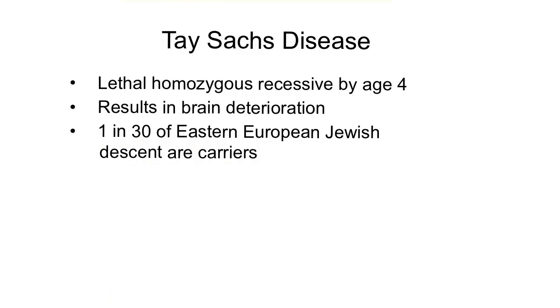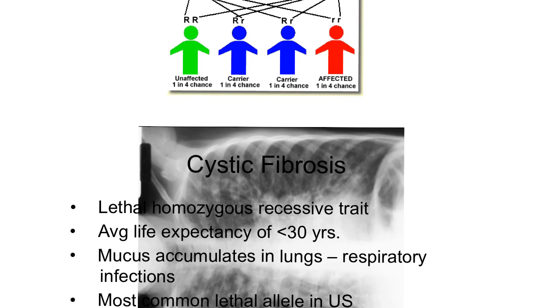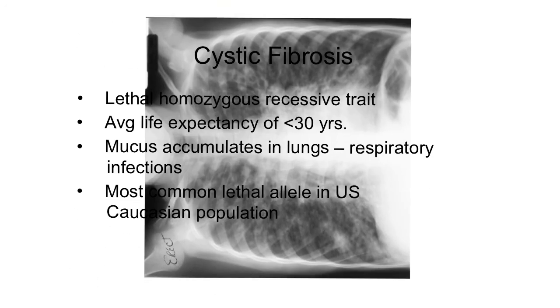Here's another example. Tay-Sachs disease is lethal in the homozygous recessive state by age 4. It's something that results in brain deterioration. If we skip through, cystic fibrosis may be a disease that you're familiar with, and once again, it's lethal in the homozygous recessive trait.